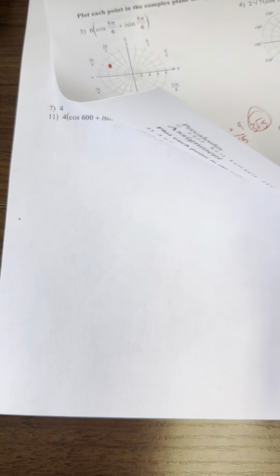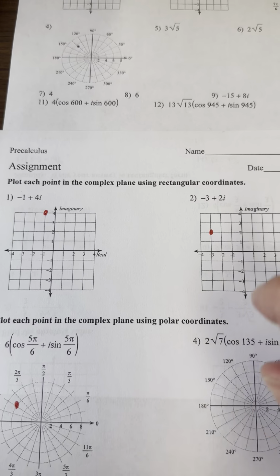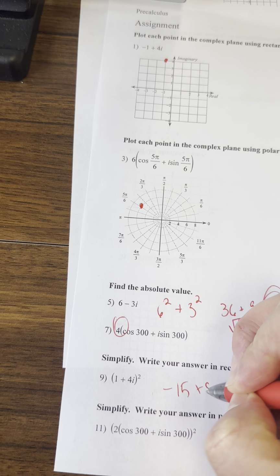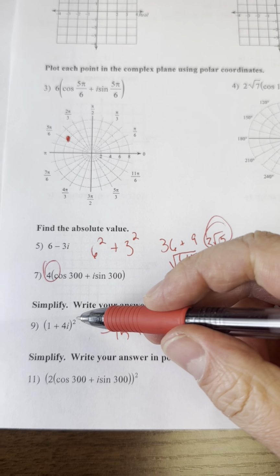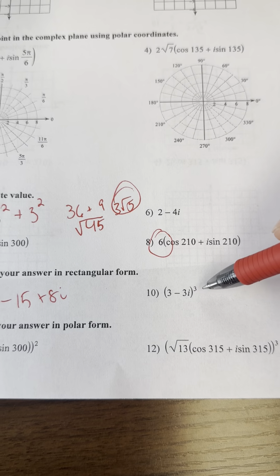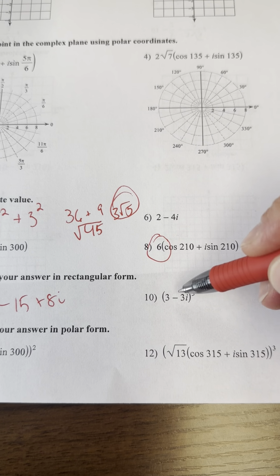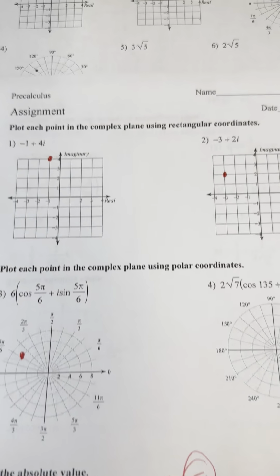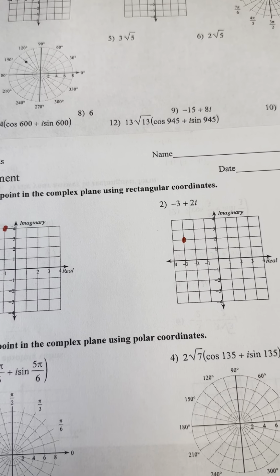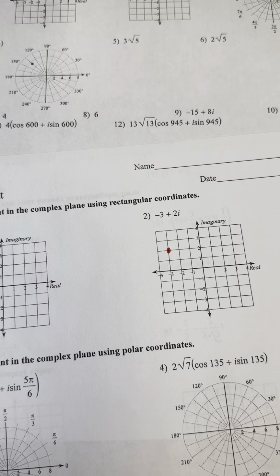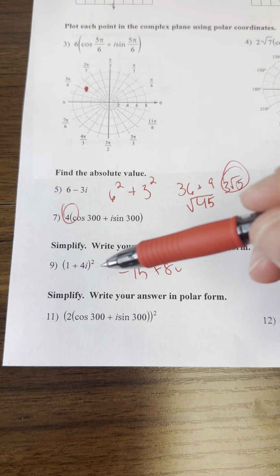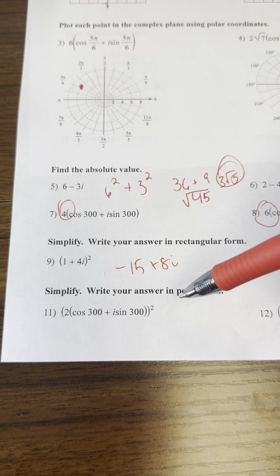The answer would be, what's the answer? -15 plus 8i. So this is -15 plus 8i. Again, you can actually FOIL that because it's only a 2. We use De Moivre's theorem when it's greater than 2 because this is actually like Pascal's triangle type stuff. So just put this whole thing in the calculator and you get your answer. The answer to that is -54 minus 54i. And I'll show you that in a second. Okay, -54 minus 54i.